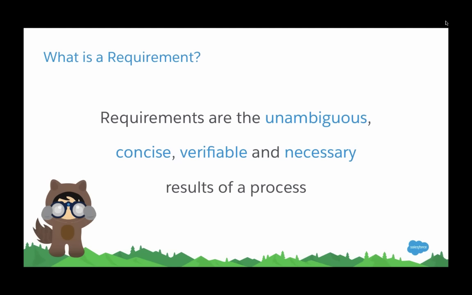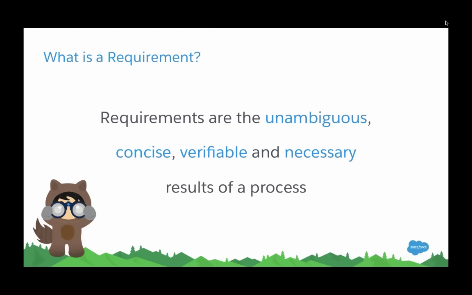Looking at the words in blue here: unambiguous, it's got to be clearly defined. Concise results, there's no fluff, no gray area. Verifiable results, empirical or repeatably provable. That's what I mean by verifiable. Empirical, you've observed it, repeatably provable. And necessary, it's got to be essential or indispensable. So they're the reason why we go through these processes in the first place.